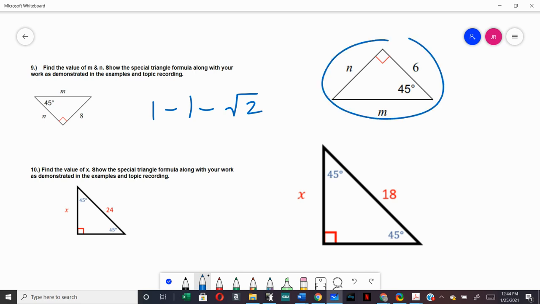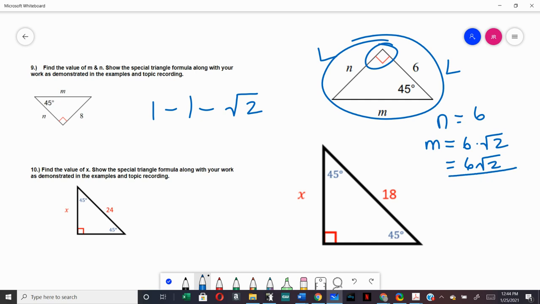So in this example right here, what do I know? Here's my right angle. I know that this is a leg and this is a leg. That means that n, since it's a leg, has to also equal 6. And then how do I find m? Well, to find m, I'm just going to take the leg, multiply it by the square root of 2. Now, don't go putting this in the calculator. Just leave it just like that. That's the reason that we use the special right triangle rules.